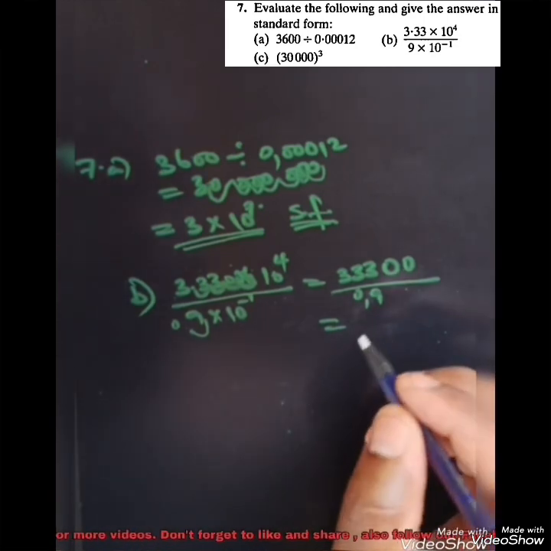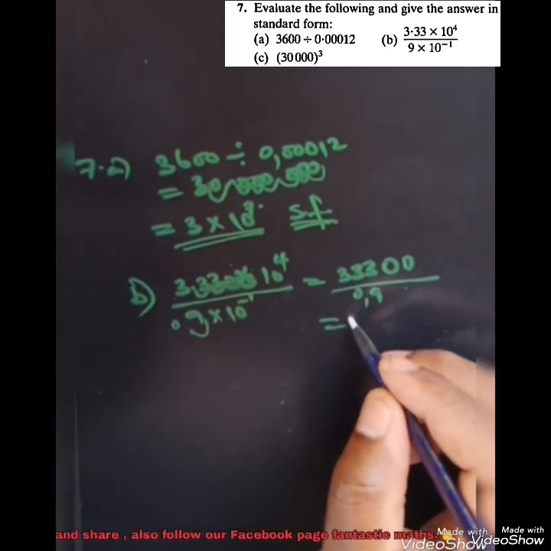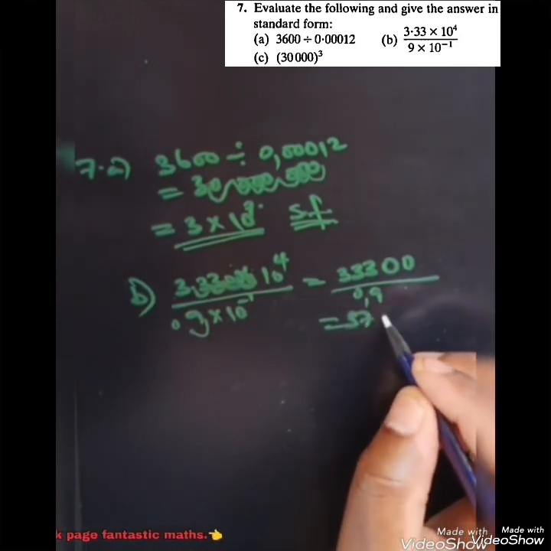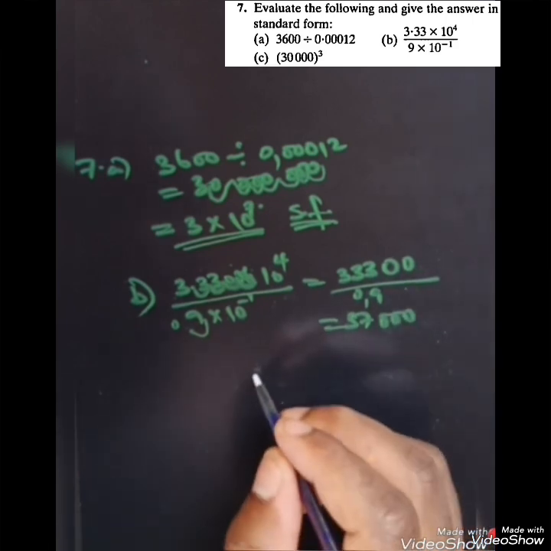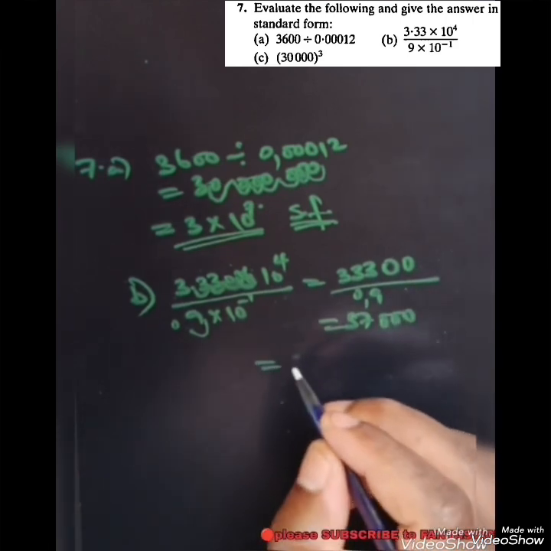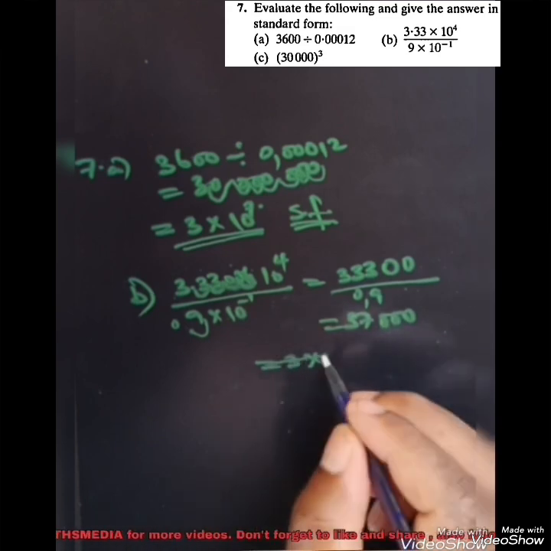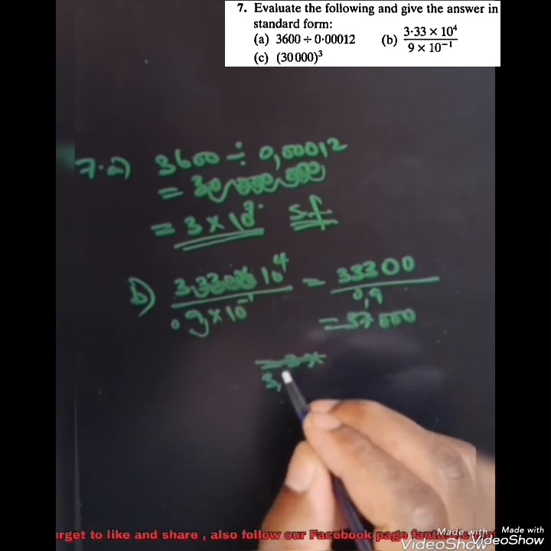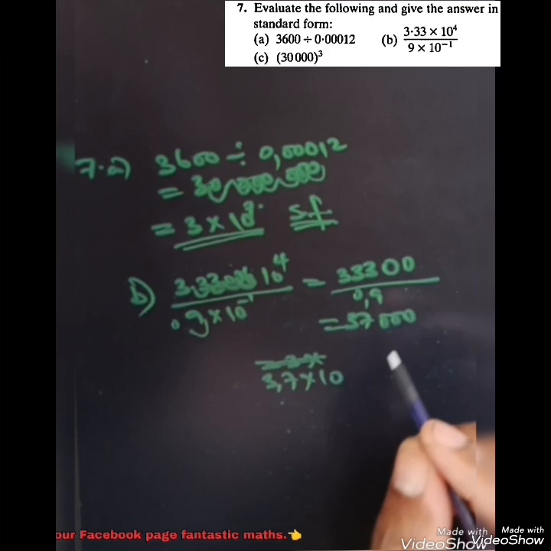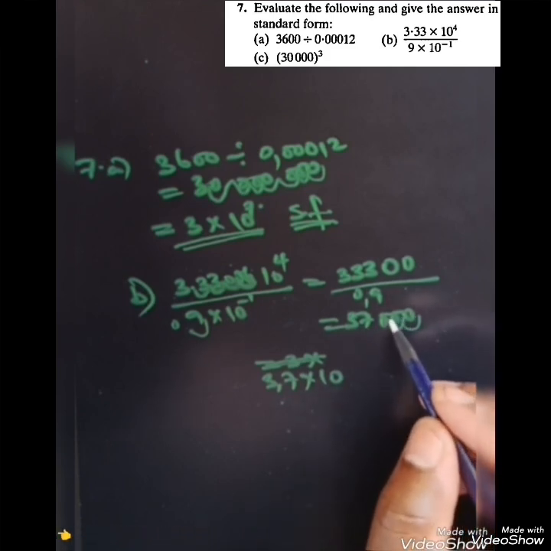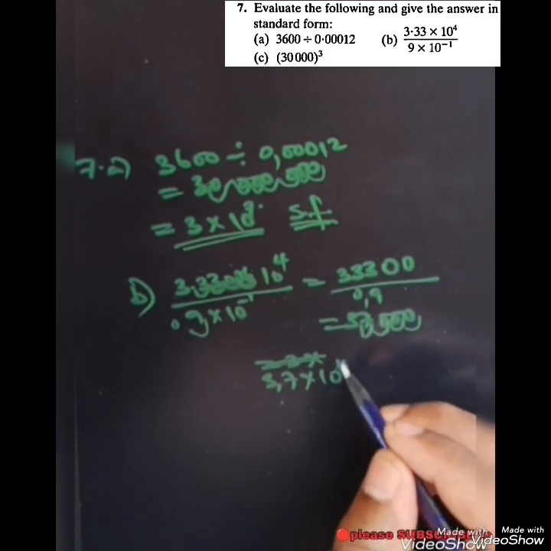Then use a calculator here. Our final answer is 370000. Okay, then let's convert this to standard form: 3.7 times 10 to the power 4 times 10 to the power 4.